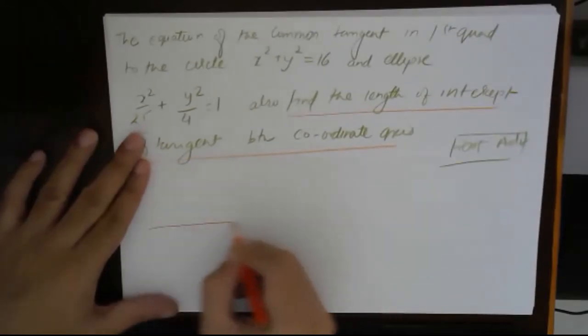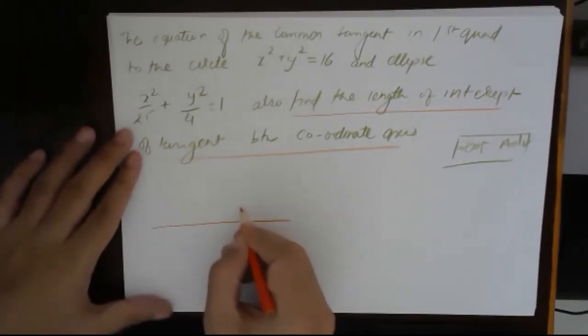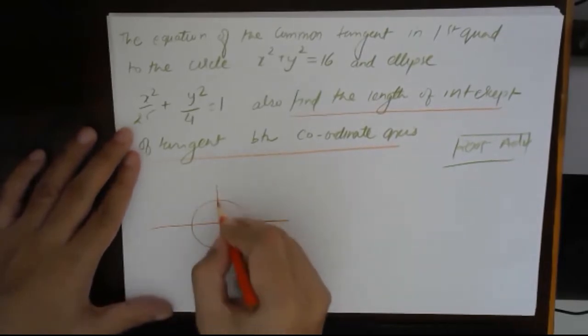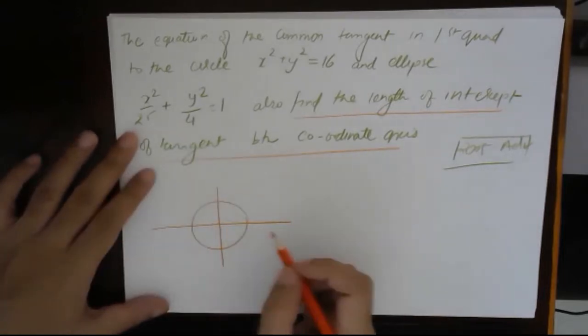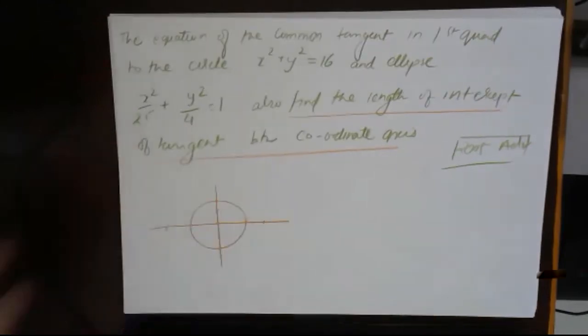Okay, so let's first find out what they're actually asking. They have given you a circle, x square plus y square is equal to 16, the circle with radius 4, and they have given an ellipse of this form. So b value is 2 and a value is 5. So this is 5 and this value will be 2. The ellipse, I will draw with some other color, let's say green. So this is the equation of the ellipse.